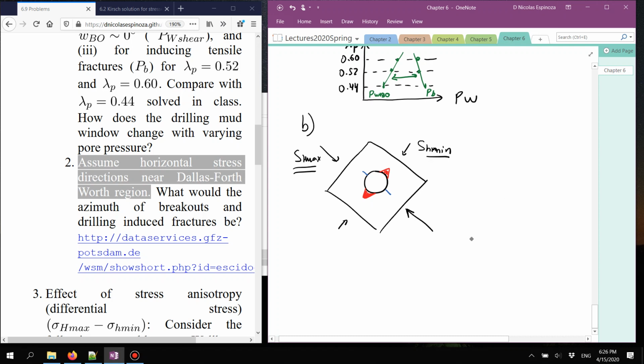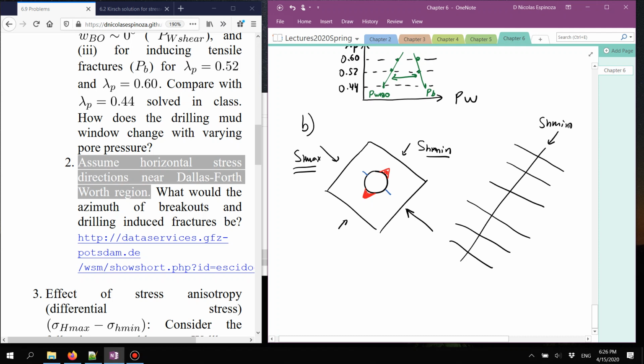So if you were to drill a wellbore, a horizontal wellbore, and if we were under normal faulting or strike slip conditions, our fractures would tend to be perpendicular to that minimum principal stress. So we want our wellbore to be in the direction of the minimum principal stress.